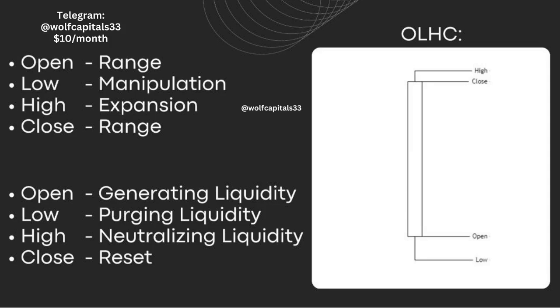Now let's repeat it once again. Opening time acts as a generation of liquidity, or forming a range. The low is found after the manipulation into the key level, and that is done to purge the liquidity which was generated earlier. After that liquidity is purged, we neutralize the liquidity by expanding above in the direction of the higher time frame drawn liquidity, and then price retraces close to the closing time, and the closing time acts as a reset for the whole cycle to repeat itself. The closing time closes the candle and resets the whole sequence.